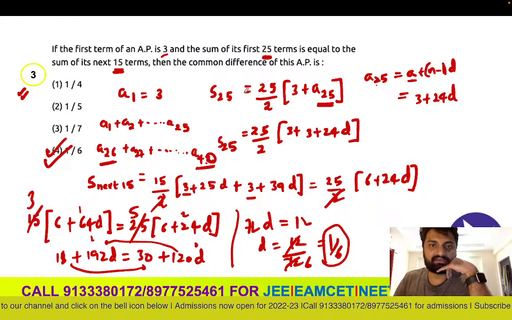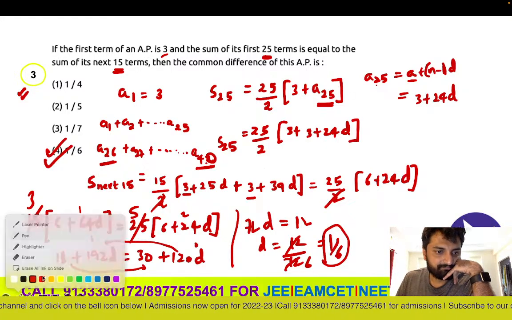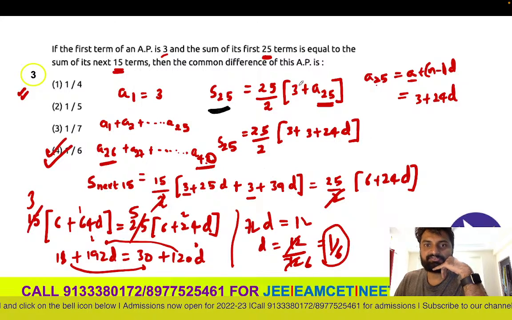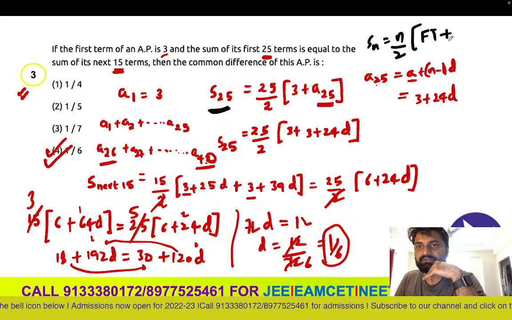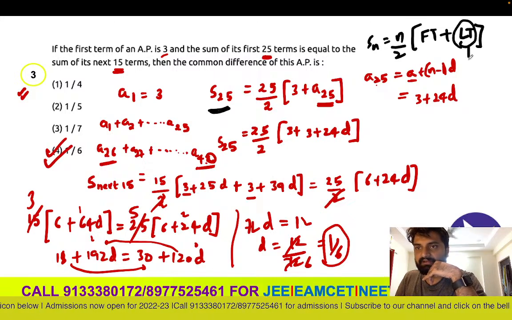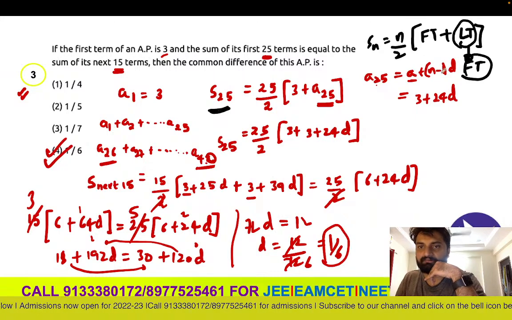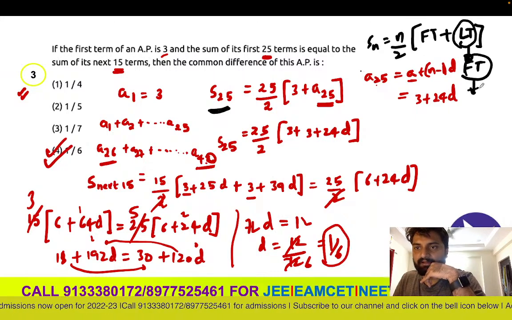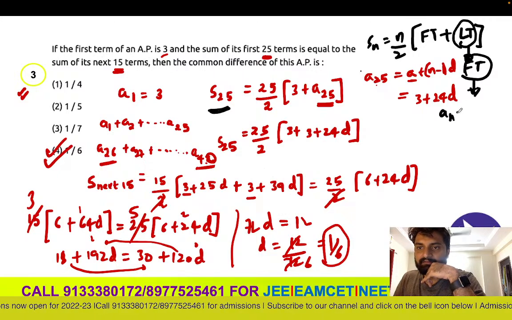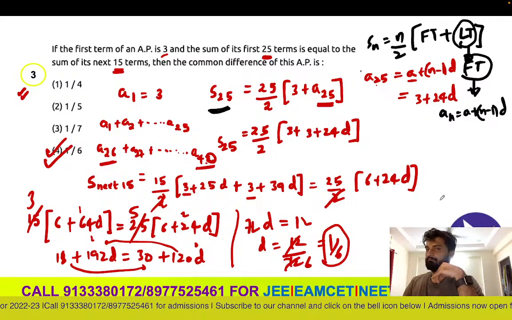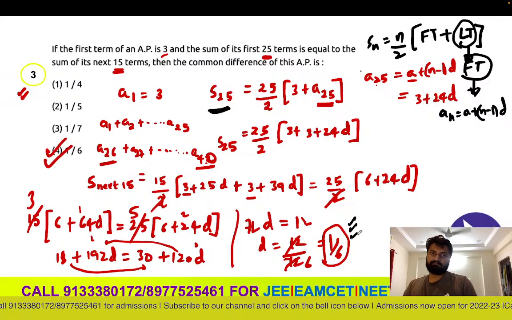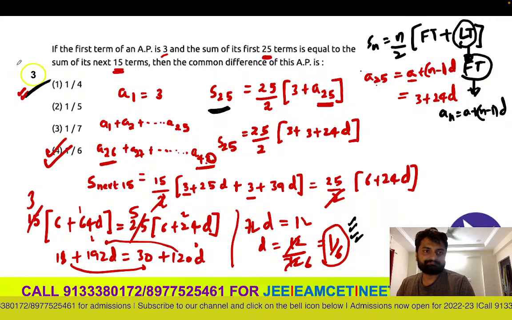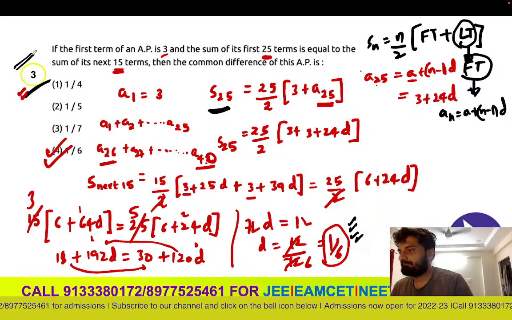So again, what am I using? I am using sum to n terms in an AP. Sum to n terms is what? N by 2 into the first term and last term. Then what am I doing? Last term I am writing in terms of first term, using the general formula: An is A plus n minus 1 into D. Like that I am equating, just simplify, we will get the final answer. So this is about question number 3.